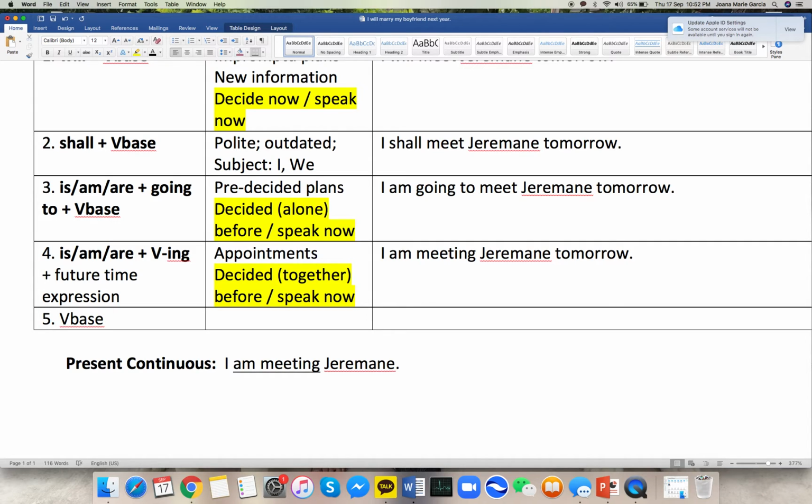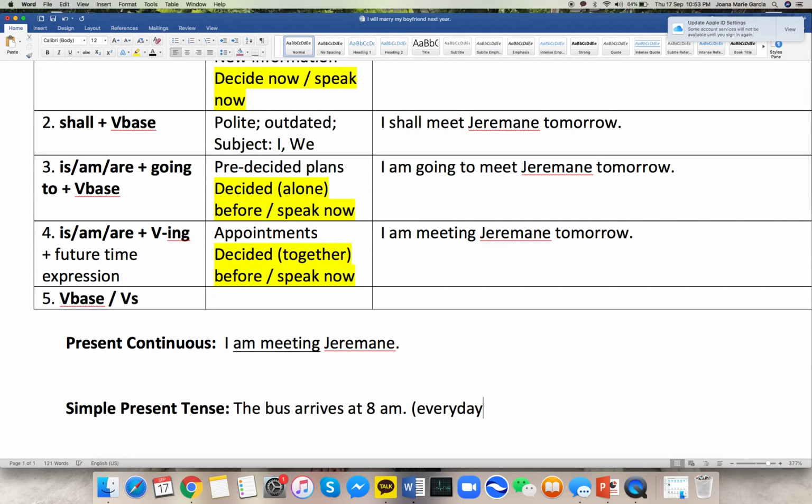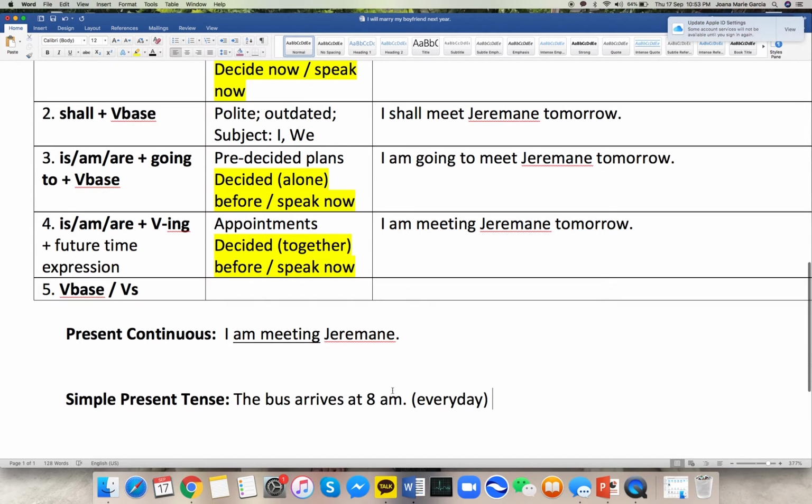V base, or the base form of the verb, or V-S, or the singular form of the verb, or the S form. As you can see, remember that V or V-S is used for the simple present tense. For example, the bus arrives at 8 a.m. If I just say this, that means every day. That's habitual. So arrives, that is the V-S or the singular form of the verb.